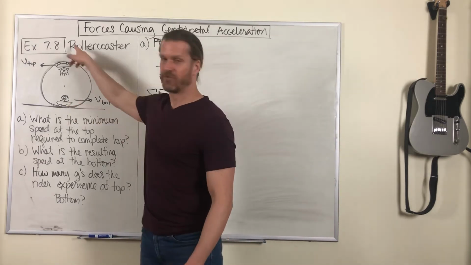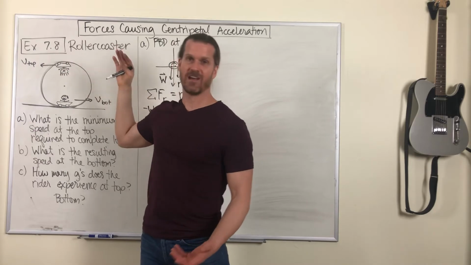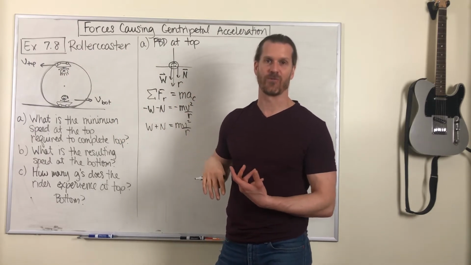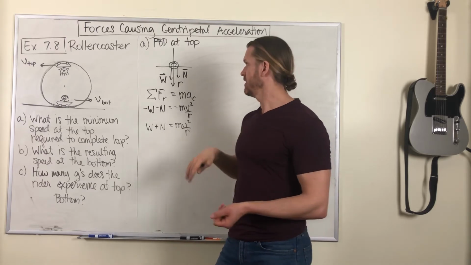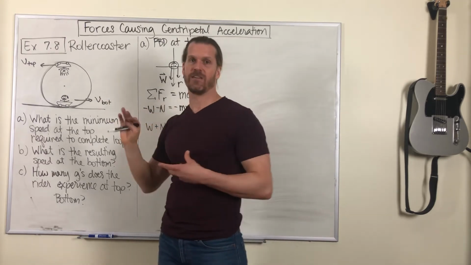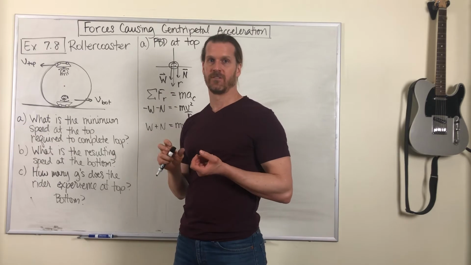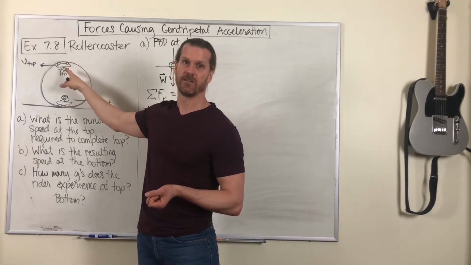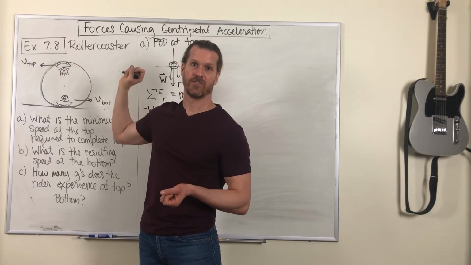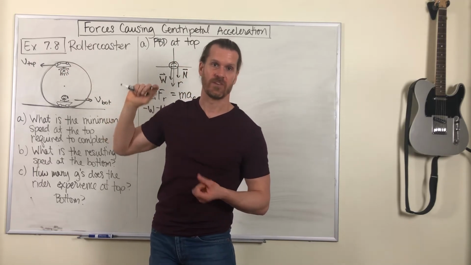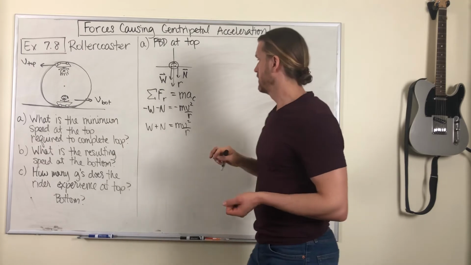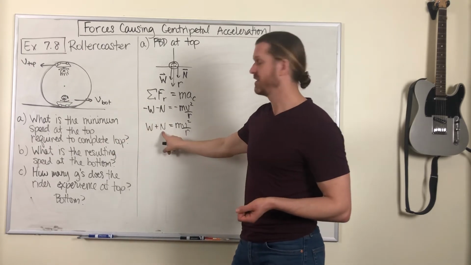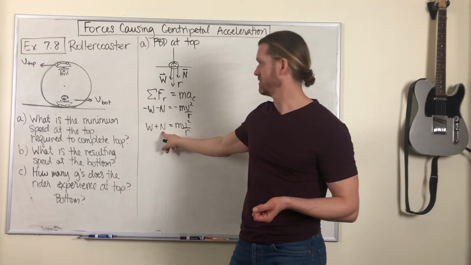If you're going really, really super fast, the whole time you're sort of smashed against that track and there's a large normal force pushing against you. So at the very threshold, that transition point between being able to make it around versus falling, that's the instant when normal force equals 0. So our criterion for the minimum speed is that N equals 0.